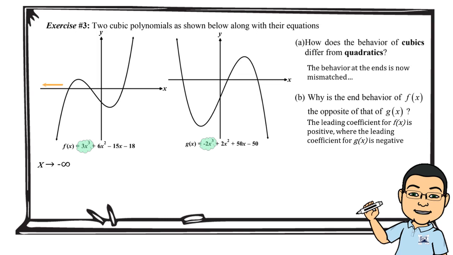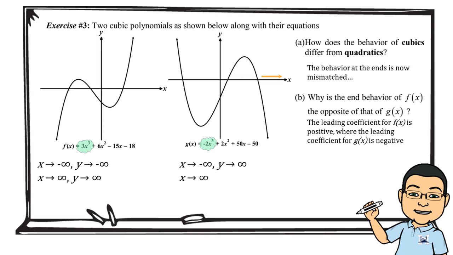In the first example, as x approaches negative infinity, we can see that y also approaches negative infinity. And as x approaches positive infinity, so does y. So for these cubic polynomials, whatever x does, y does when the leading coefficient is positive. But when the leading coefficient is negative, as x approaches negative infinity, y does the opposite. It heads to positive infinity.